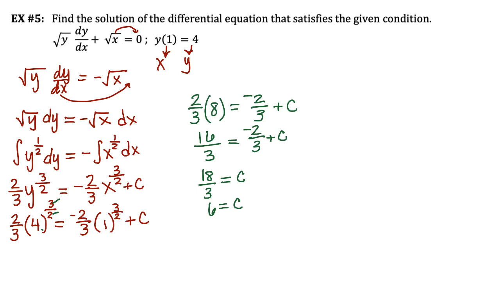So let's go back and put it back into our equation, which was right here. So that's going to be 2/3 y raised to the 3/2 equals negative 2/3 x to the 3/2 and then plus 6. And that's going to be your actual equation.